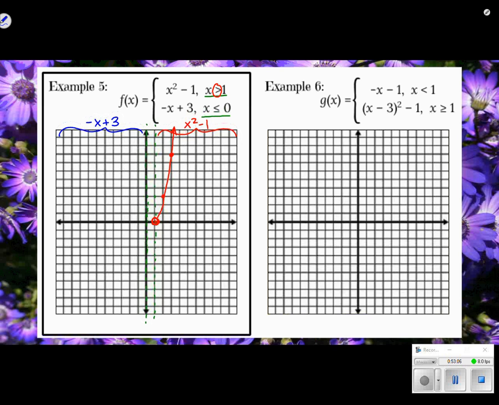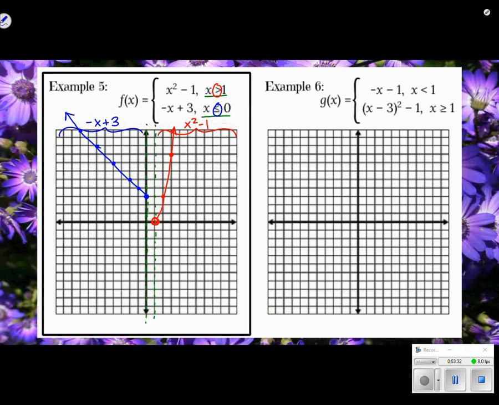So the linear part has a y-intercept at 3: 1, 2, 3. Can I put a closed circle, or does it need to be open? It can be closed because it has an equal to bar. The slope is negative one. So I can't go down one, right one, but I can go up one, left one, up one, left one. I can go up two, left two. Remember, because it's linear, constant slope.